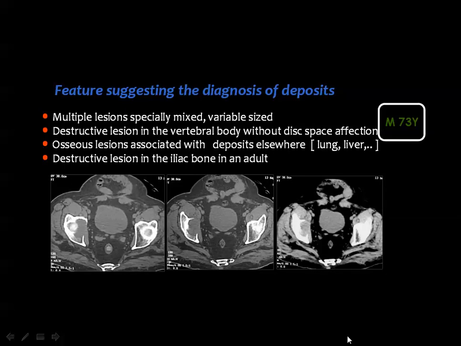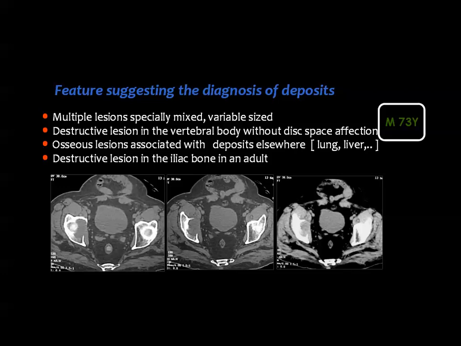Then what are the features that can help you to suspect the possibility of metastasis? Number one, if you have multiple skeletal lesions, especially if they are mixed and of variable size, because the lesions of myeloma are usually small and almost of equal size and are usually lytic lesions.